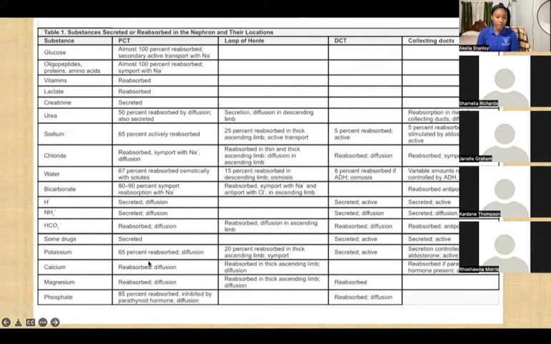Calcium is reabsorbed and diffused. Magnesium is reabsorbed and diffused. Phosphate 85% is reabsorbed, inhibited by parathyroid hormone, and is diffused.